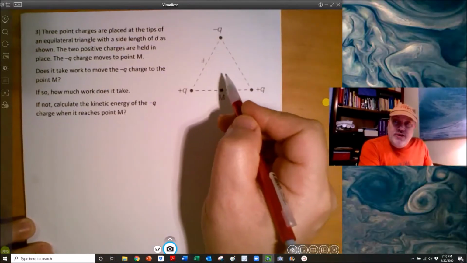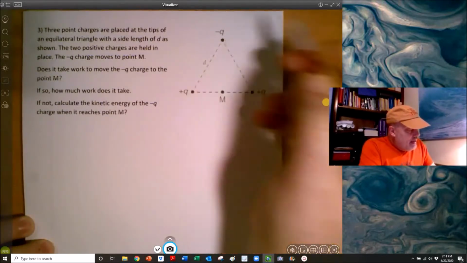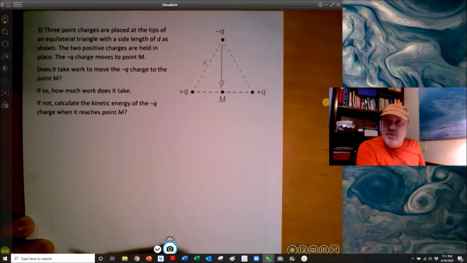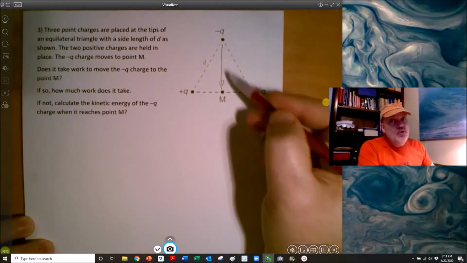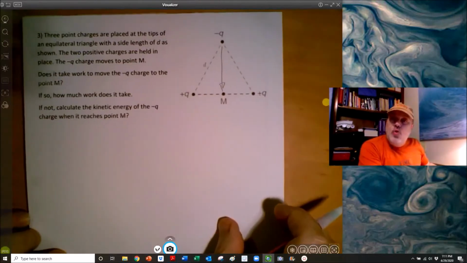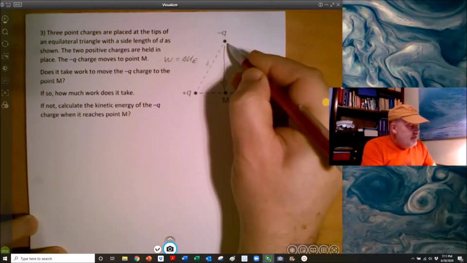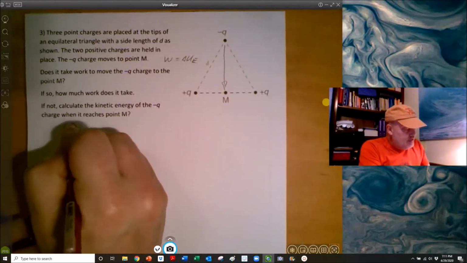Okay, we have 3 point charges on this one, and we've got a couple positives and a negative. And this one moves down here to point M. The question is, does it take work to move it down here, or does it move down by itself and gain kinetic energy? So work will equal the change in electric potential energy if we have to move it down here. So let's find out what the change in electric potential energy is.